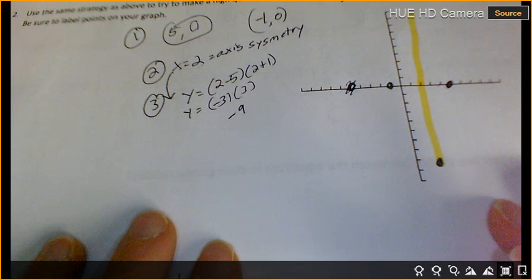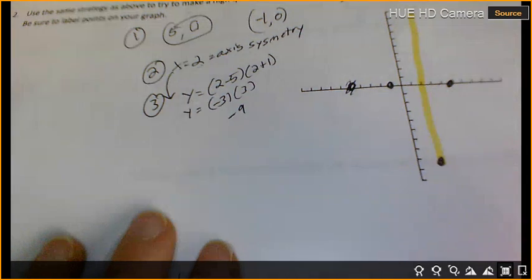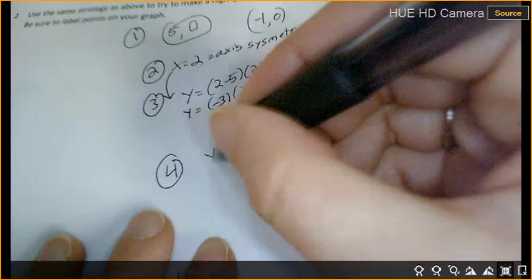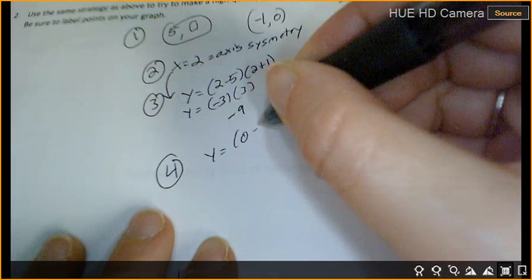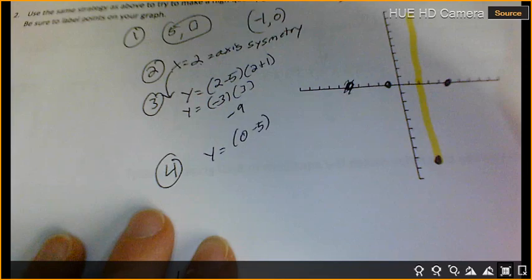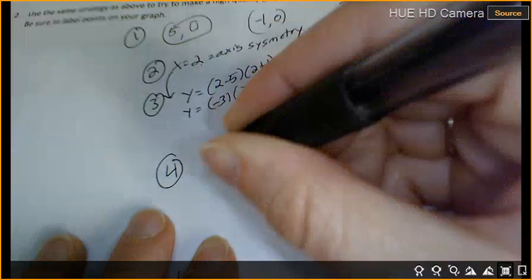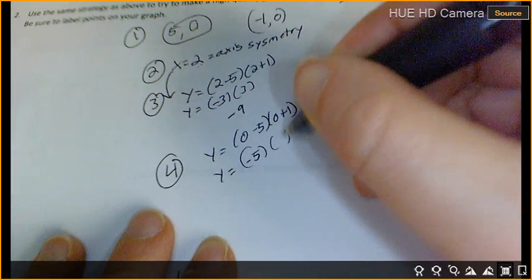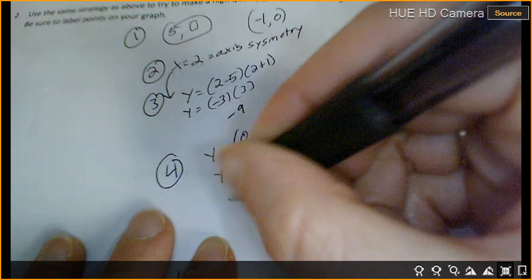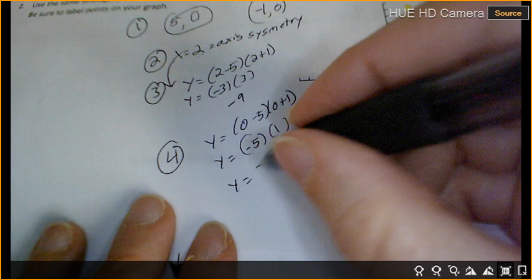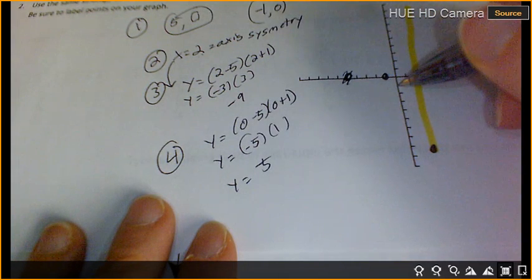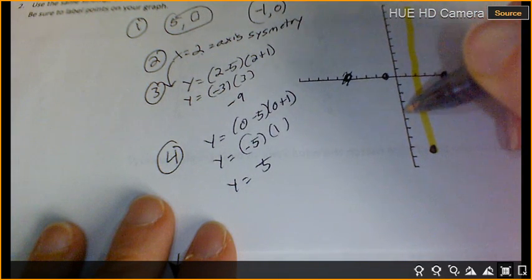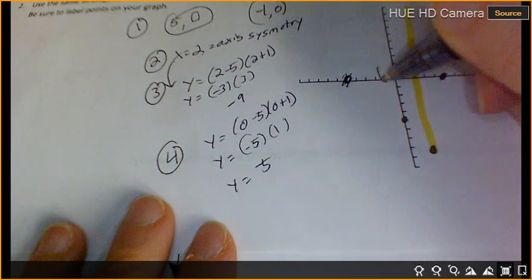Okay, next thing we're going to do is we're going to find where it crosses the y-axis. How do we do that? Yes. So I'm going to go y equals (0 minus 5)(0 plus 1). 0 minus 5 is just negative 5, right? 0 plus 1 is? So what is negative 5 times 1? Negative 5. So that's where it crosses the y-axis. 1, 2, 3, 4, 5. So then we're in pretty good shape.